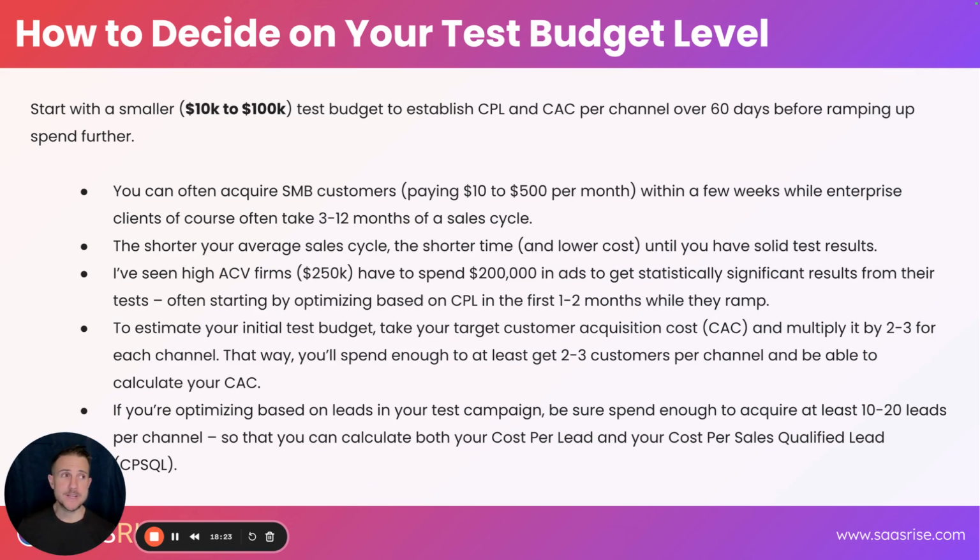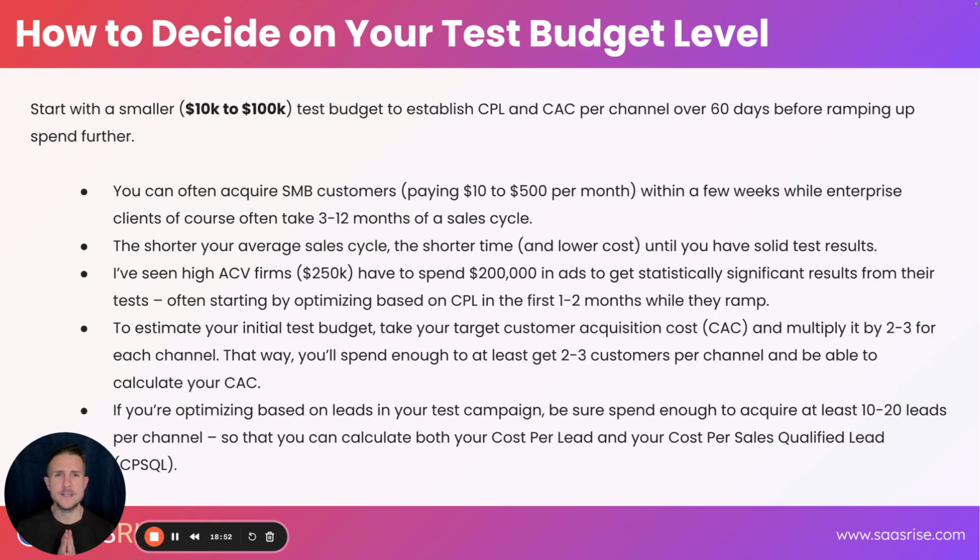If you're an enterprise company and your target CAC is like $50,000, well, you don't need to spend $150,000 to get statistically significant results. Instead of making your target cost per acquisition or cost per customer, you would make your target cost per sales qualified lead or cost per marketing qualified lead, and then look at the standard conversion rate over the sales cycle length into your paying customers or closed won deals.